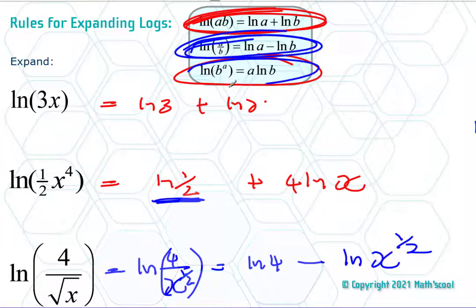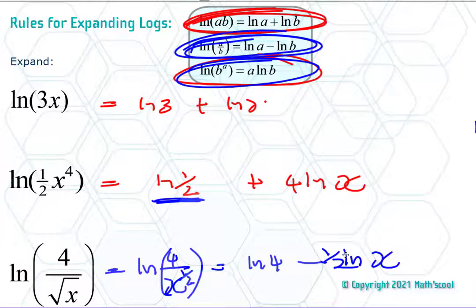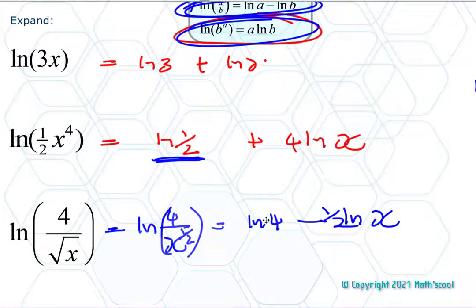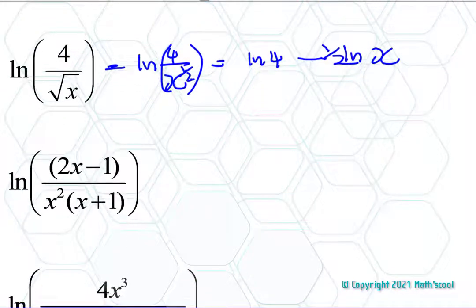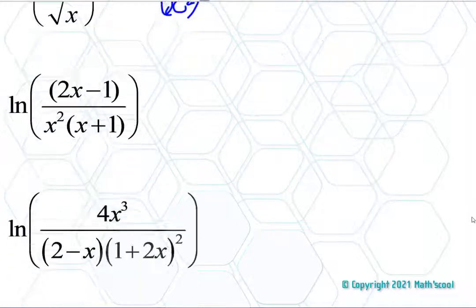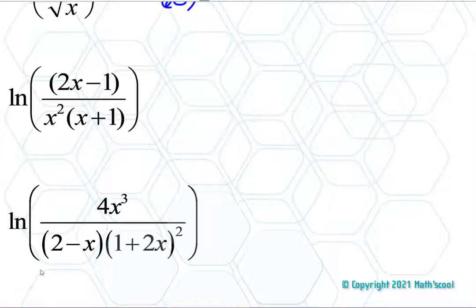And now I can use this rule again, which is bringing that power down. So bringing that power down to there. And ln 4, well, 4 is 2 squared, so that's 2 ln 2. Maybe you'd rewrite that as well. Okay, so what I want to explain to you is these don't get any more difficult. You know, even when I get to here, they don't get difficult. And the reason is there's a simple way of dealing with them all.